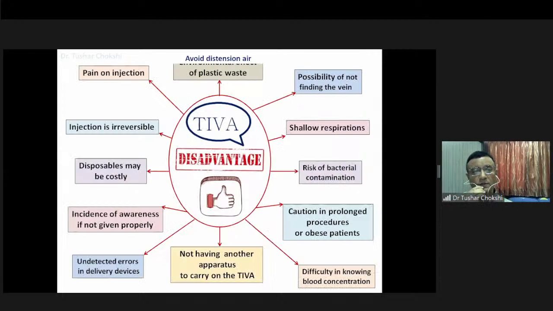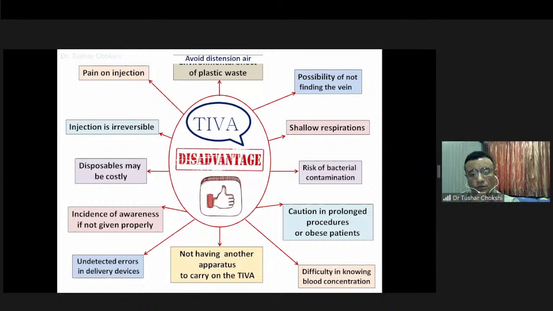But the coin has 2 sides. There are some disadvantages, but I don't consider them the main culprit in using TIVA or TCI TIVA. First is pain on injection. Injection is irreversible. Disposables may be costly, though nowadays they are not that costly compared to 10 years back. Incidence of awareness if you are not giving it properly or not using any monitors. Undetected error in delivery devices.